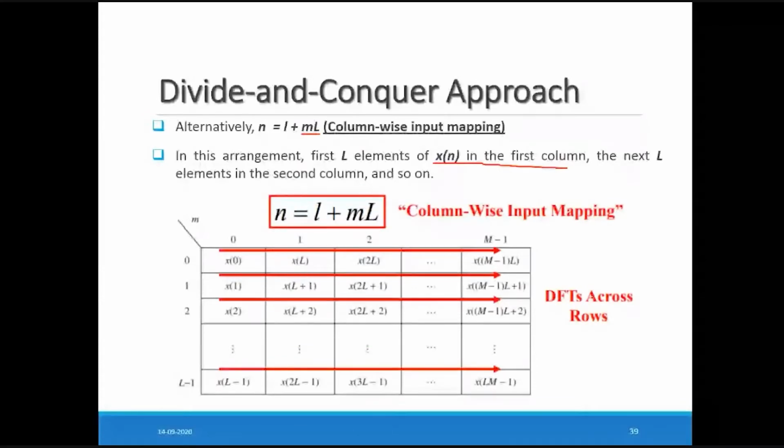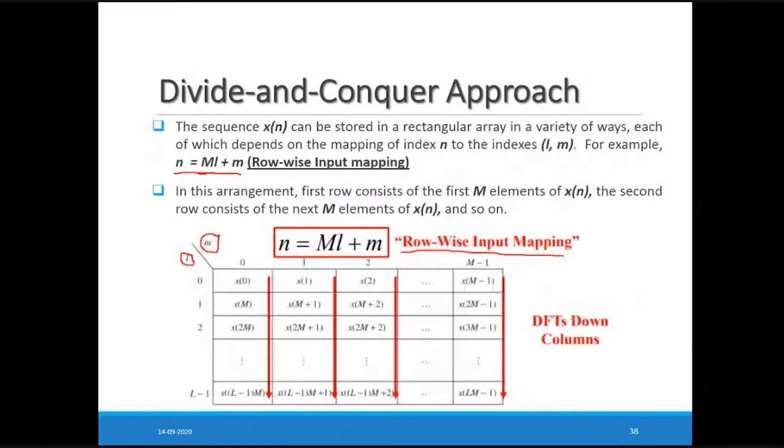Now, are all of you clear about this, or does anybody have any query? Let us solve this query, then we go for the discussion about the output mapping.